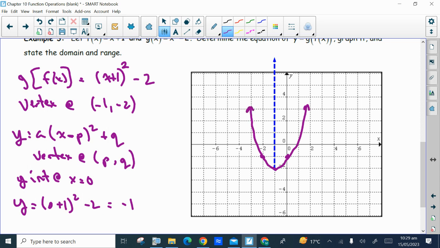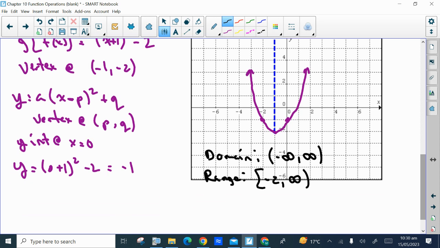If we really wanted to find the x-intercepts, we could by letting it equal 0 and then solving for x. They're going to be irrational numbers, but you could find them. Now that we have the graph, we can state the domain and range. There are no restrictions on what x can or cannot be. But this graph has a minimum point. It starts where y is negative 2 and goes upwards from there. So from negative 2 to positive infinity. That's our range.